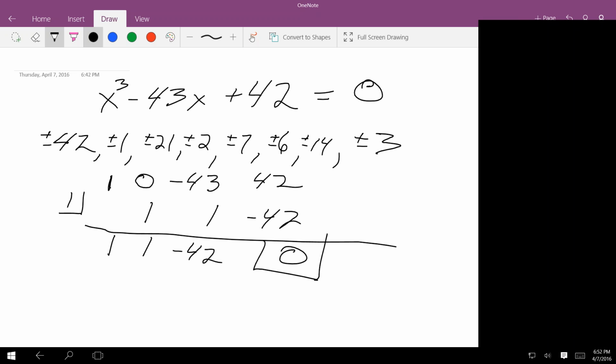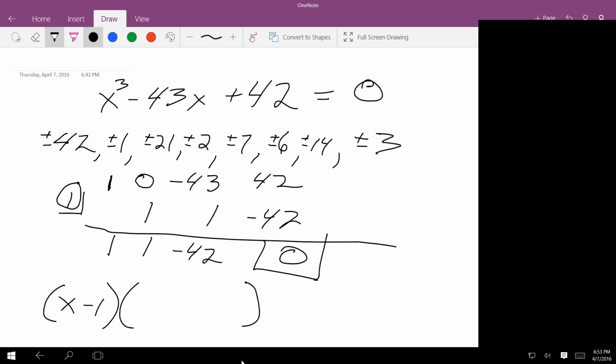So at this point, we now have two factors of that polynomial. What's one of them? X minus 1. In other words, 1 is a 0 for this thing. If you put in 1 and do the math here, you get 1 minus 43 plus 42. That does equal 0. So that's one of our linear factors.